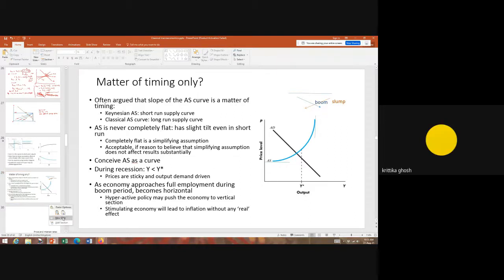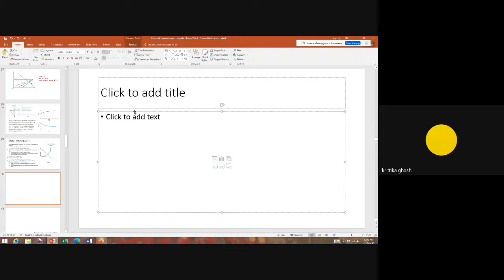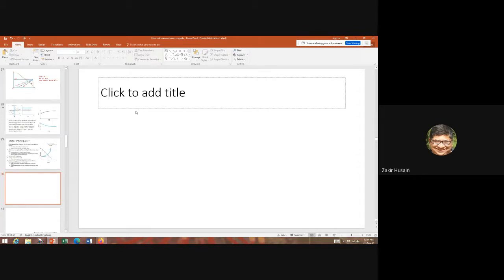Yes, sir. But can it be thought of as a curve? Oh, curve. It doesn't really matter. You mean the curve and line? Curve and line is basically simplifying. If your results change by a large amount, you should draw it accurately. But if it changes to a marginal extent, then it's always easier to go for a linear formulation.